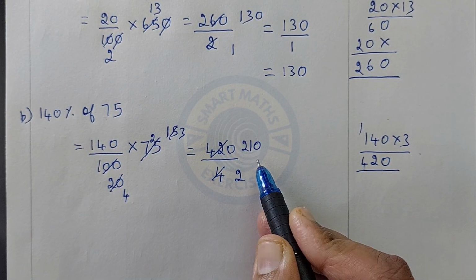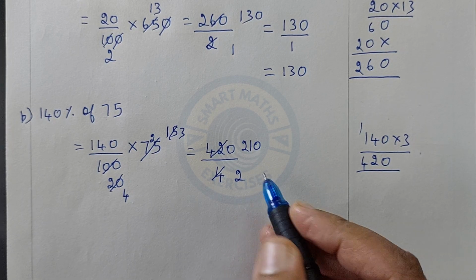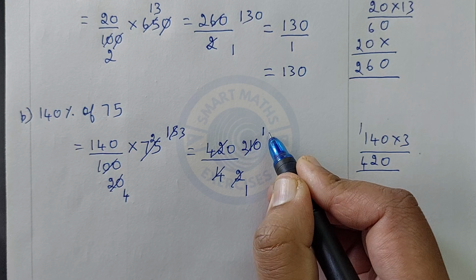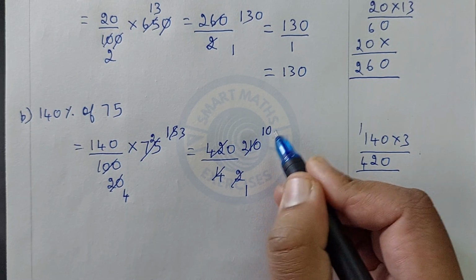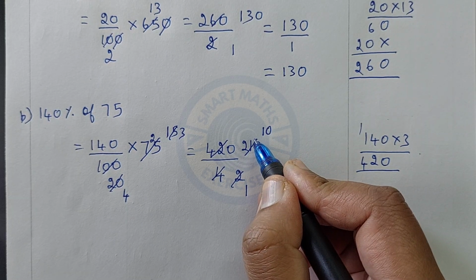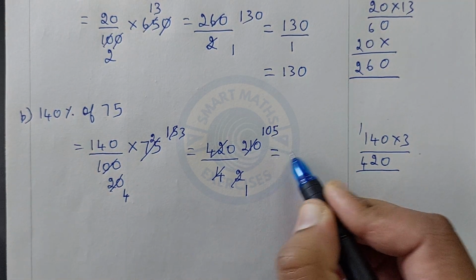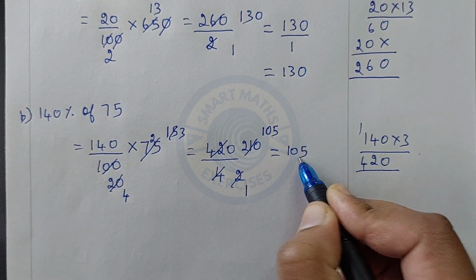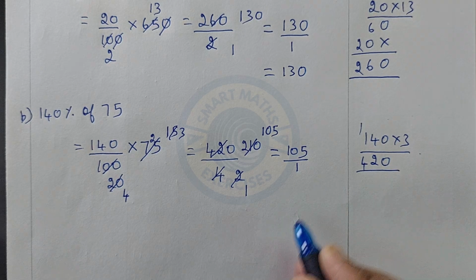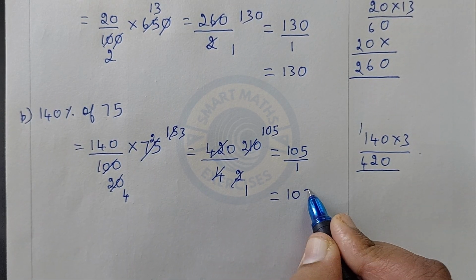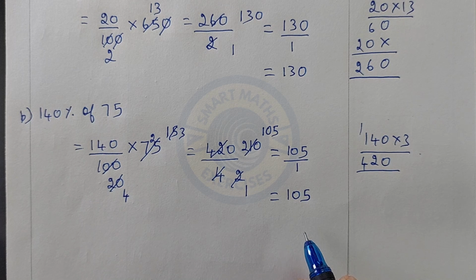210 and 2. 210 and 2 again go in 2 table. 2 1s are 2. 2 1s are 2. 2 10s are 20. 21 minus 20 is 1. 2 5s are 10. So 105 by 1. Anything divided by 1 is the number itself. So 105 is the answer.